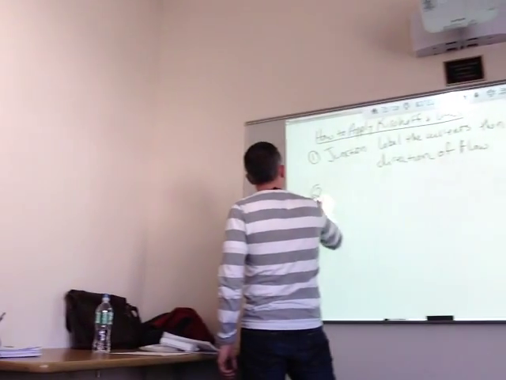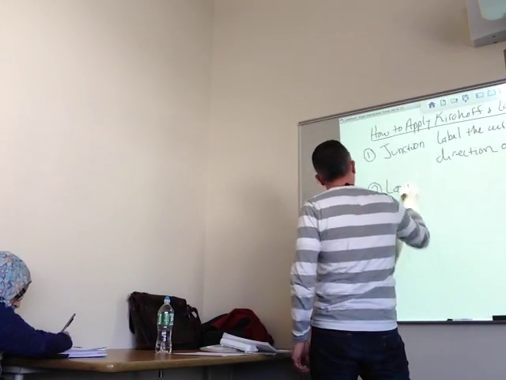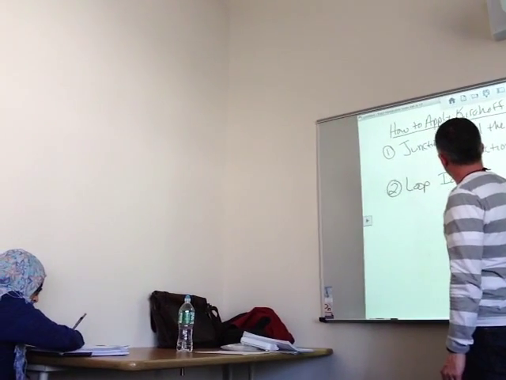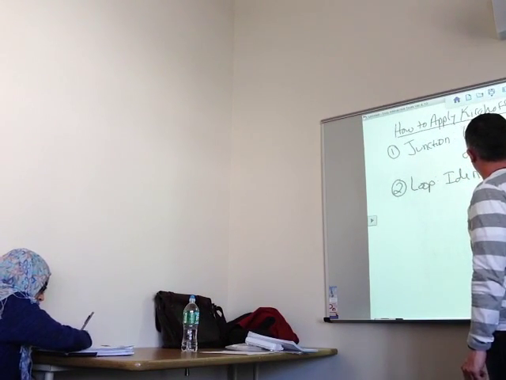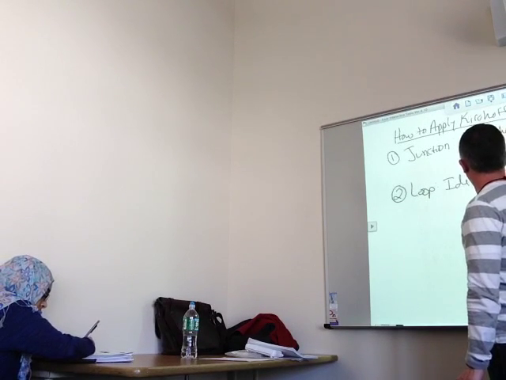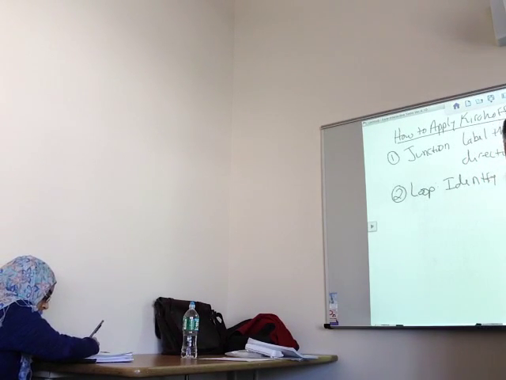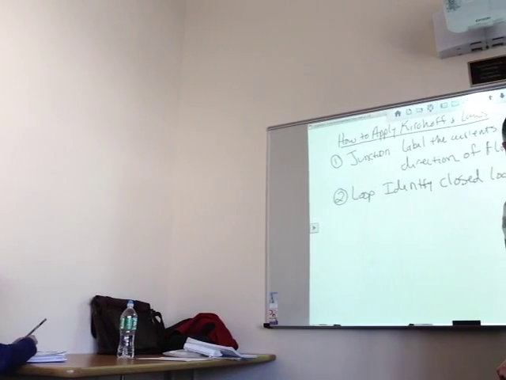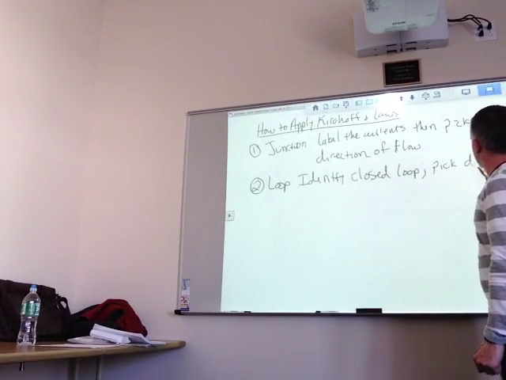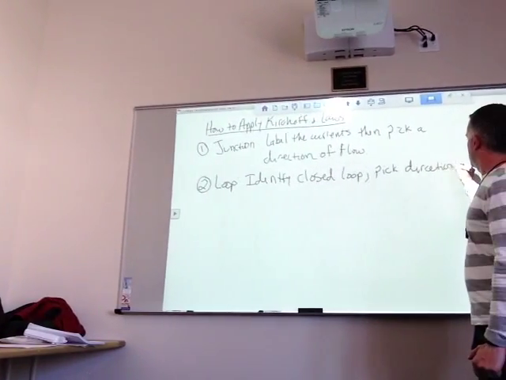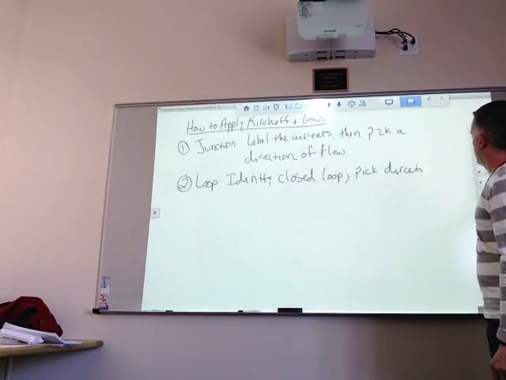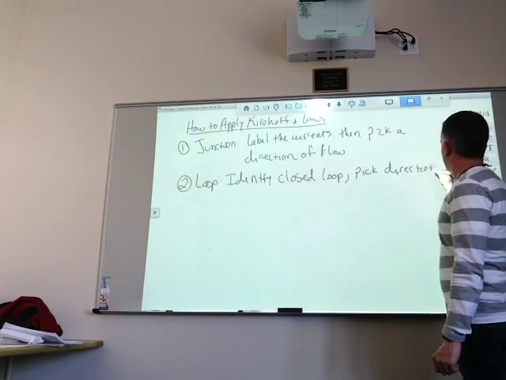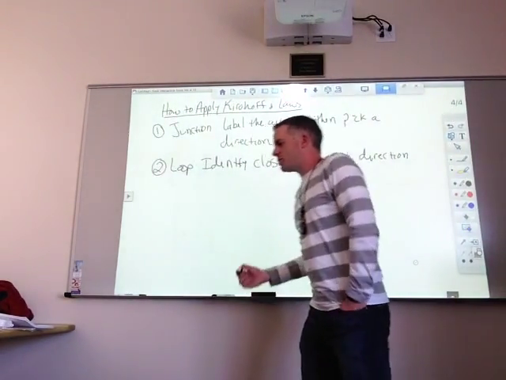For the loop rule, what we're going to do is identify a closed loop, and then pick a direction to go around. I'll just pick a direction to go around.